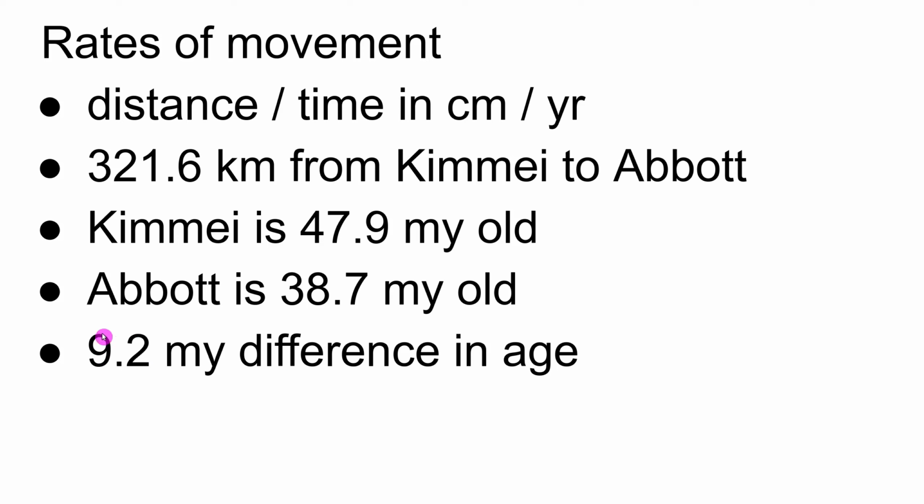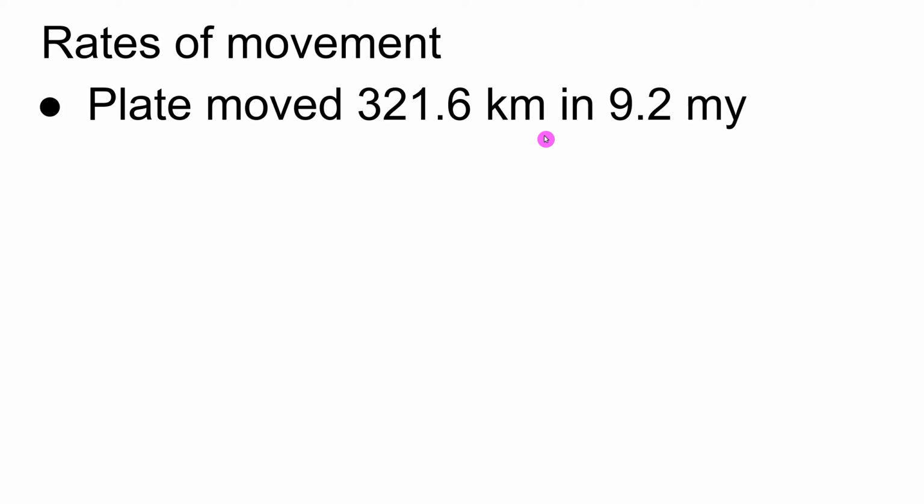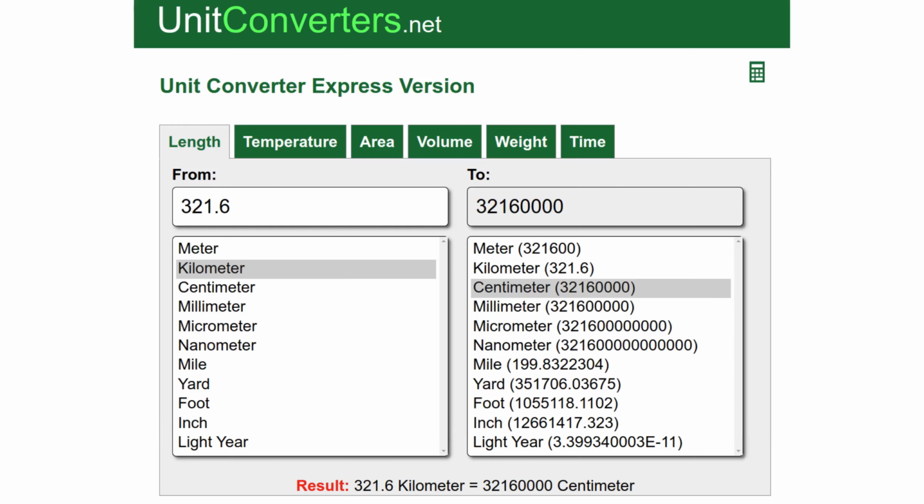9.2 is the value, and millions of years are the units. So we know that the plate moved 321.6 kilometers in 9.2 million years. So rather than kilometers and millions of years, we want the answer in centimeters per year. So 321.6 kilometers in 9.2 million years.